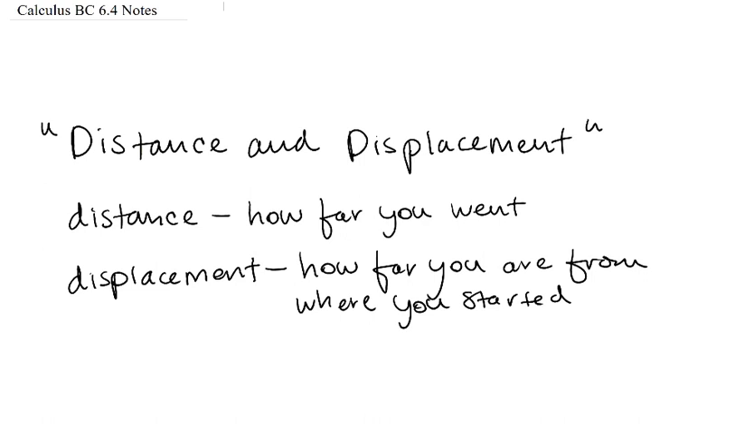If you run 4 times around the track, but you end up in the same spot you started, you still ran a mile, even if your displacement was 0. And so displacement is how far you are from where you started. And so I'll give you a quick example to illustrate the difference.